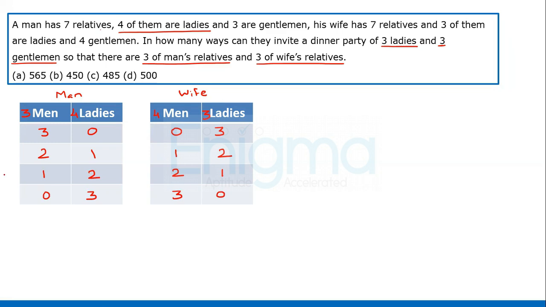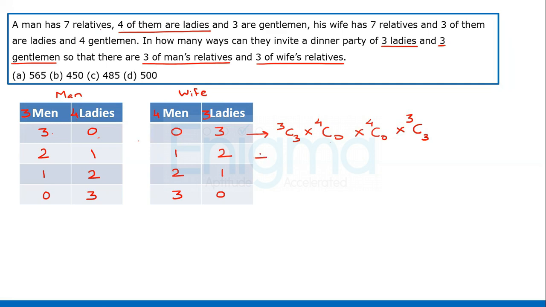Now, let's write this down in terms of nCr. So the first case becomes 3C3 into 4C0. So 3C3 is for out of three men, we are selecting three men. Out of four ladies, we are selecting zero ladies. And from the wife's side, we are again doing 4C0 into 3C3. This is the first case.